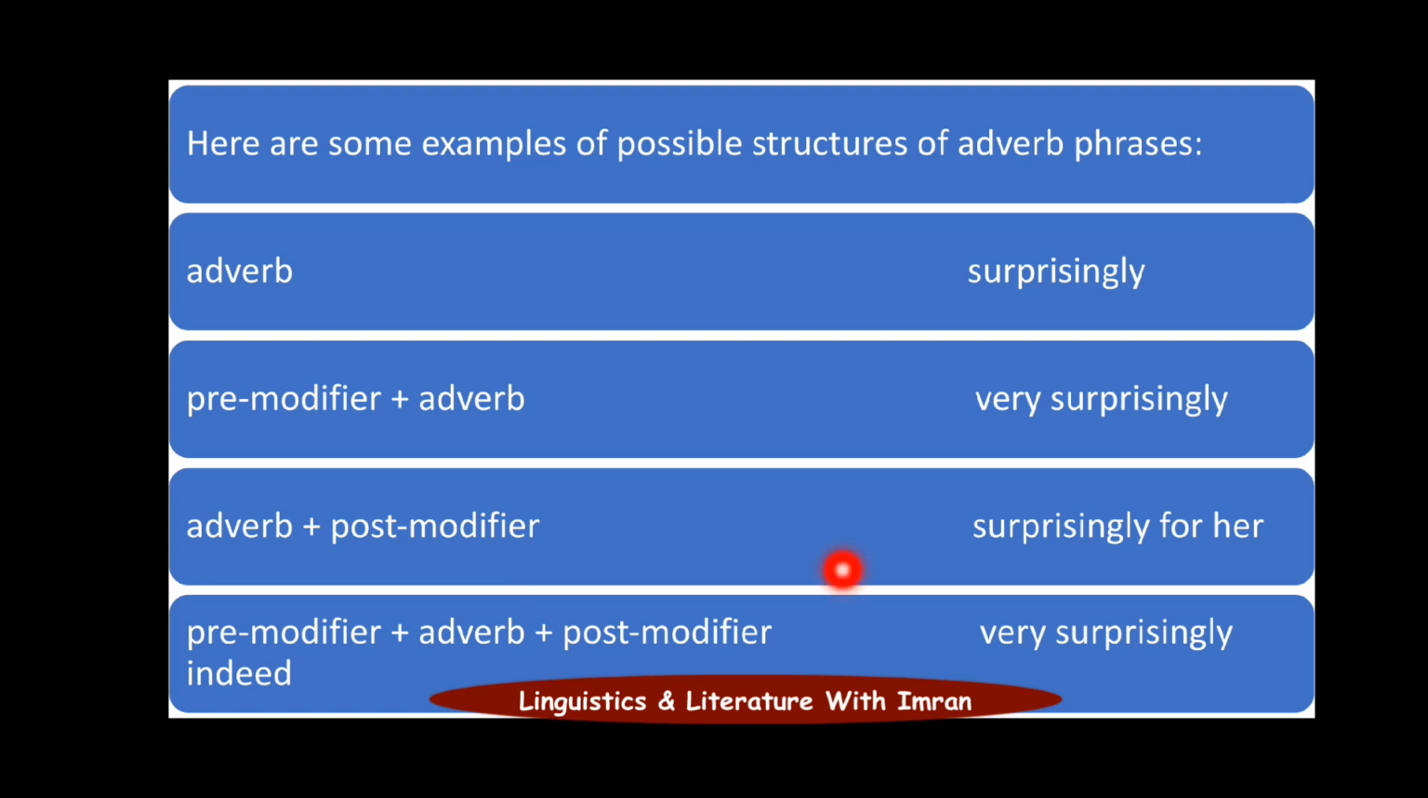Like here we have "very surprisingly indeed." Indeed is here, right? It can be here, right? So we say "very surprisingly indeed." So what is the main or head word? That is surprisingly. Even if very and indeed are absent, still we call it an adverb phrase.